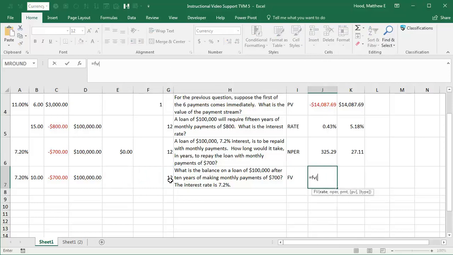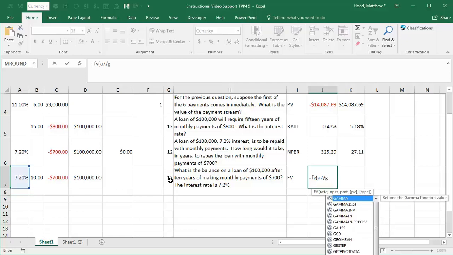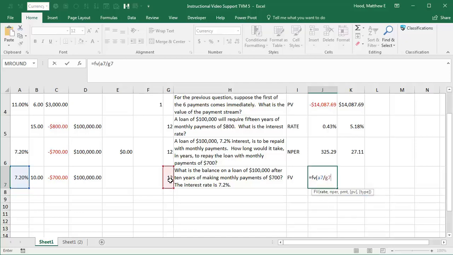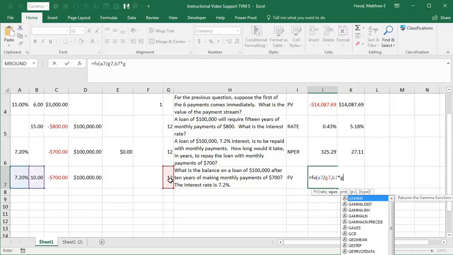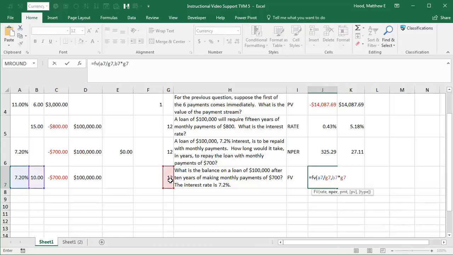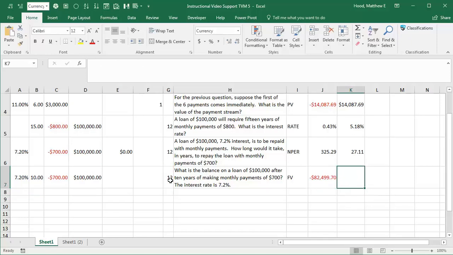So the future value would be, well, the interest rate, 12 would have worked, by the way, just to be consistent though. It's the compounds per year. Number of periods is the number of years multiplied by number of periods per year. The payment and the present value. And I can close this off. So it says the future value is minus 82,500 roughly.